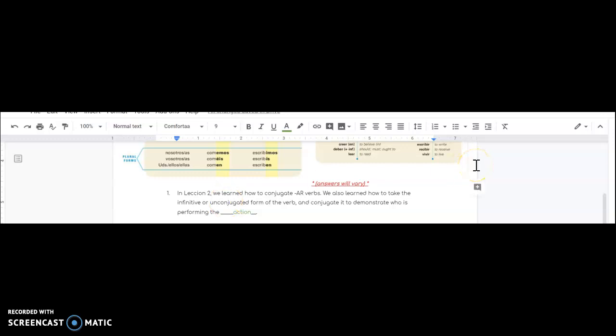Hola chicas, vamos a revisar, we're going to check la lección 3, estructura 3.3, los verbos ER y IR, or ER, IR verbs. Alright, número 1. In lesson 2, we learned how to conjugate AR verbs. We also learned to take the infinitive, or the unconjugated form of the verb, and conjugate it to demonstrate who is performing the action.